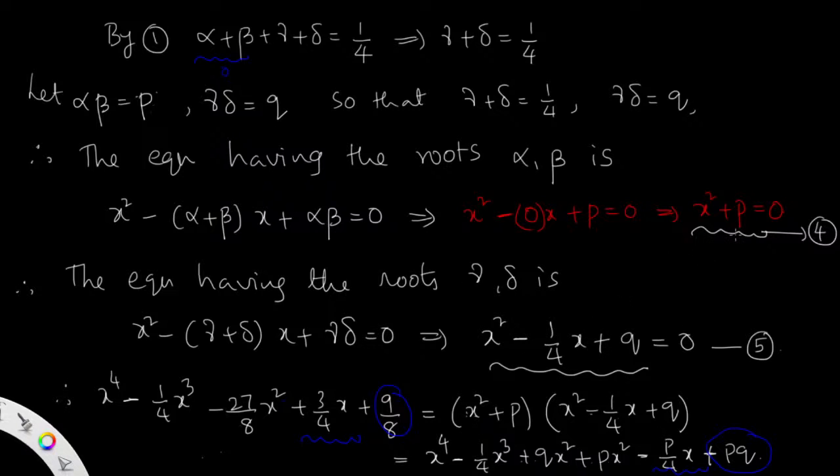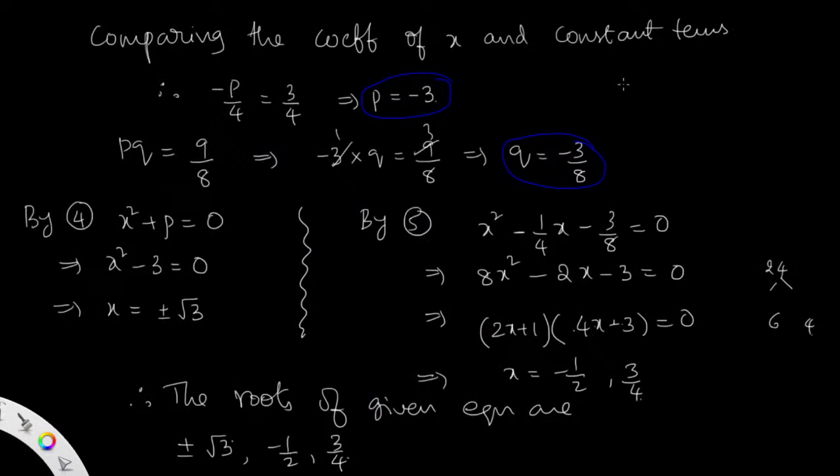So the combined equation of the fourth and fifth equations belongs to the given equation. Multiplying and comparing the coefficients of x and the constant term, we get the p and q values. From the fourth equation, substituting the p value, x equal to plus or minus root 3, and from equation 5, x square minus 1 by 4 into x plus q, that is minus 3 by 8. Solving and factorizing, we get the 4 roots of the equation: plus or minus root 3, minus 1 by 2, 3 by 4.